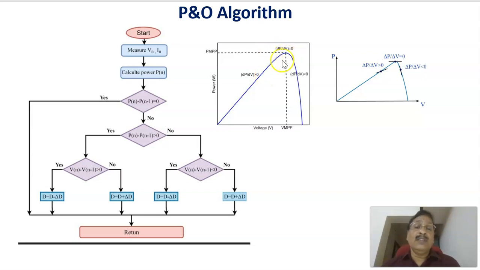This continues. Therefore, if the operating point is somewhere here, the voltage is increased until it reaches here, and if the operating point is somewhere here, you are reducing the voltage, bringing the operating point to the maximum power point. Therefore, basically you are watching the slope, delta P by delta V. Here it is positive, and here delta P by delta V is negative.